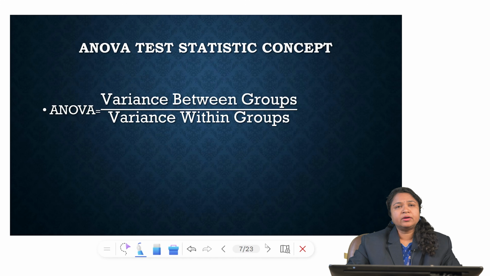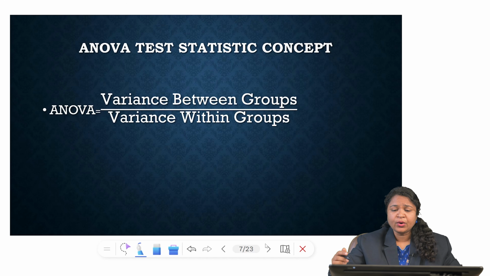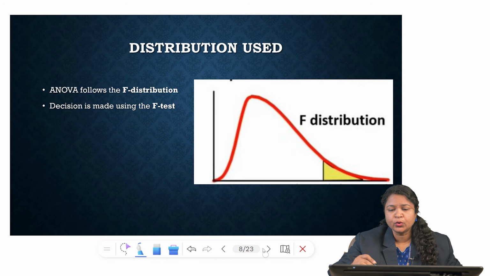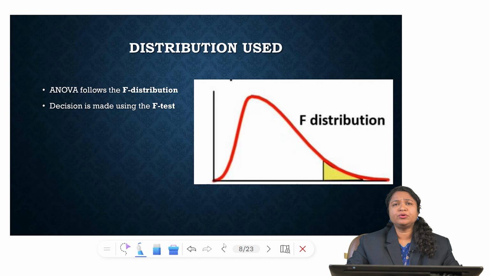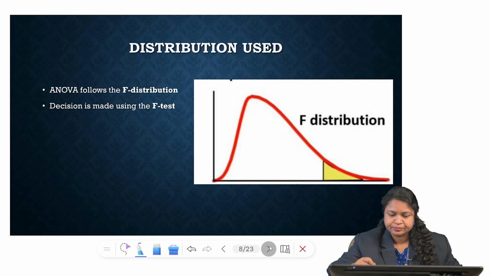Now how to perform the ANOVA test? We perform the ANOVA test by taking the ratio of the variance between the groups to the variance within the groups. So, between the groups and within the groups. Let us see what we mean by variance between the groups and within the groups. The distribution allowed here is the F distribution. That means instead of the t-test or chi-square test, the distribution used here is the F test.